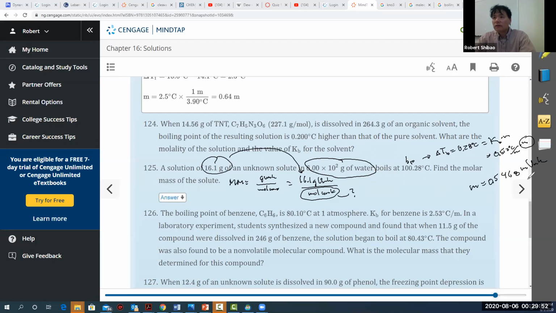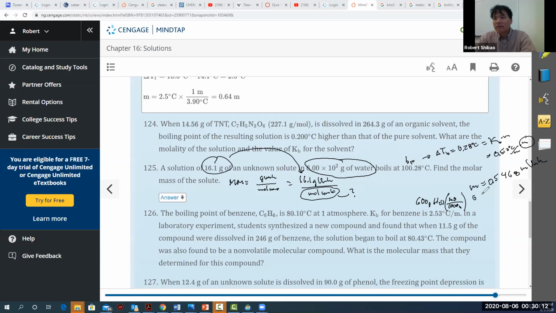We can go from 600 grams of H2O, then convert that to kilograms. A kilogram is equivalent to 1,000 grams. So now we have kilograms of H2O. And the molality is this.